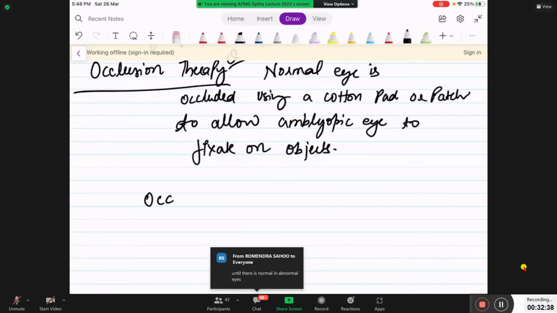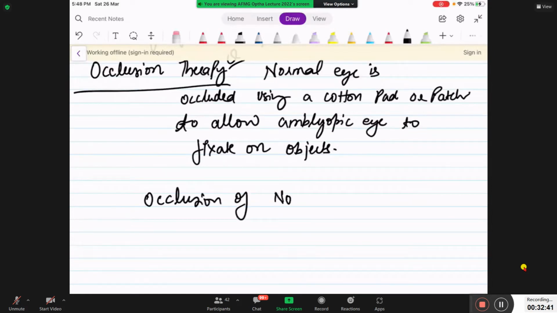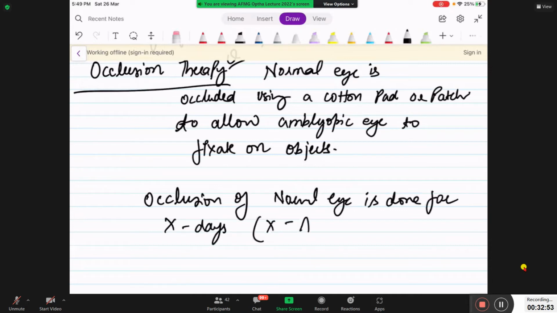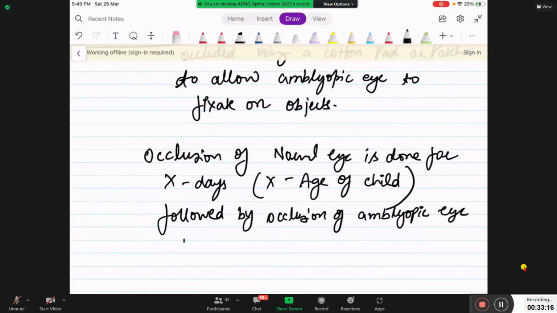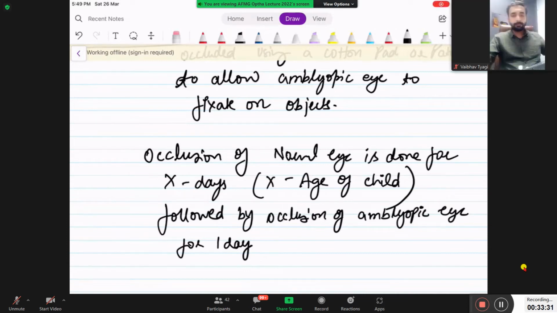Write down. Occlusion of the normal eye is done for X number of days, where X is the age of the child, followed by occlusion of the amblyopic eye for 1 day. Followed by 1 day.